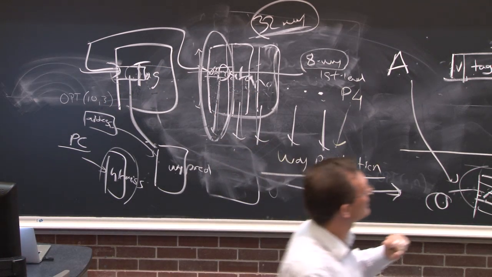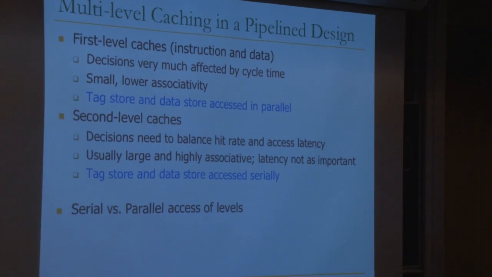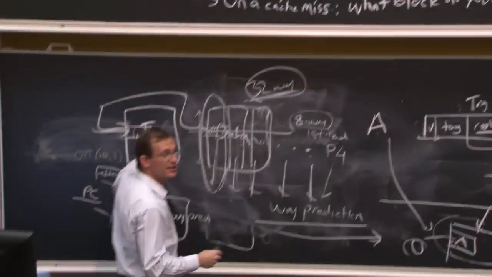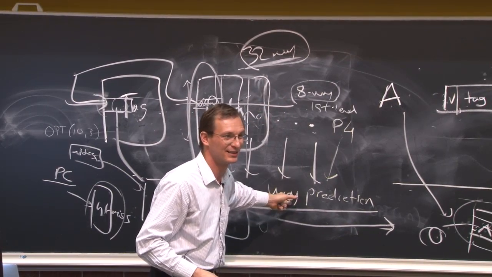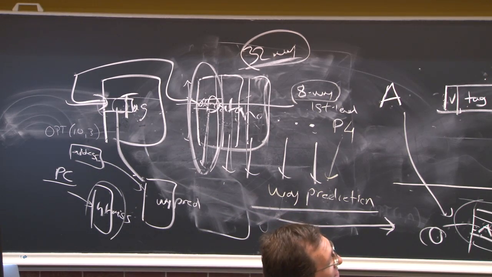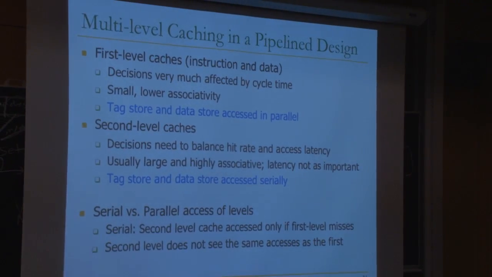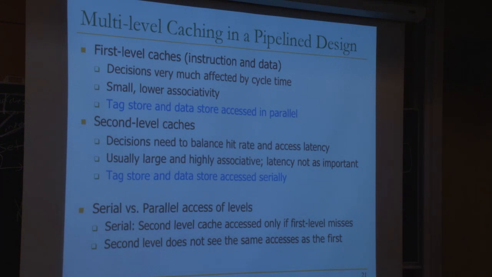OK, there's one more trade-off, and then I'll take a break. Serial versus parallel access of levels, right? This was serial versus parallel access within a level. Do you do serial tag store or data store access? Do you do serial access of the level 1 cache and level 2 cache? Or do you do parallel access? That's another trade-off. Many processors do the serial access. Second level cache is accessed only if the first level misses. Again, the assumption is that you're going to hit in the first level, right? And that's true usually for L1 caches. You get around 90% hit rate or higher on average across many workloads because programs have locality.